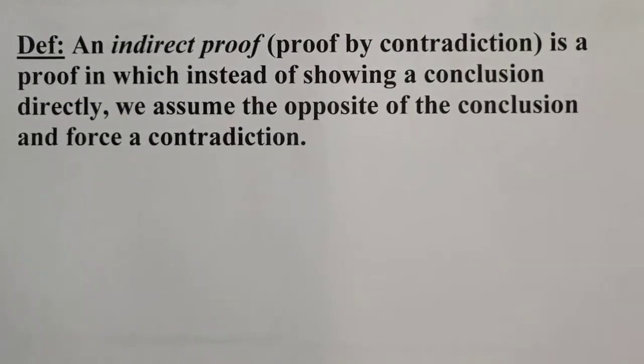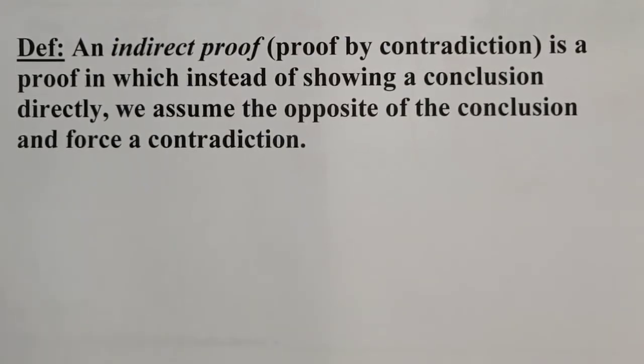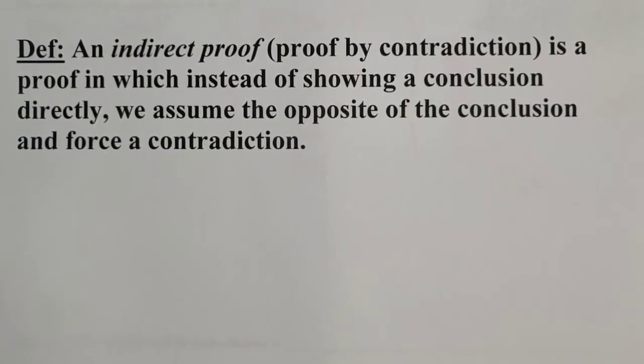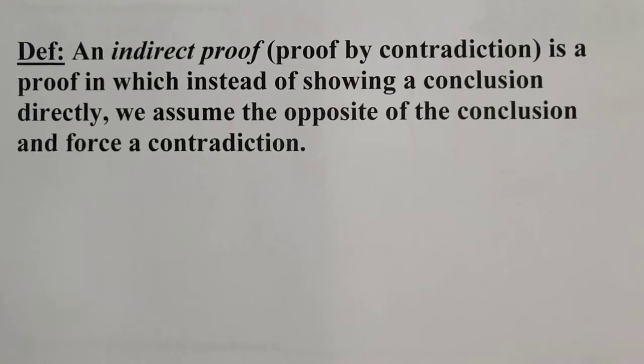It's a proof in which instead of showing a conclusion directly, we're going to assume the opposite of the conclusion, and we're going to force a contradiction. In general, the contradiction is basically mathematics' way of telling you, you screwed up, you have an error here. But the idea behind a proof by contradiction is that since we've developed this mathematical system, and this system is basically underlying truth, the fact that we end up with a contradiction means something went horribly wrong, and the only place that went wrong was at the very beginning. And we'll talk about how that works in a bit.